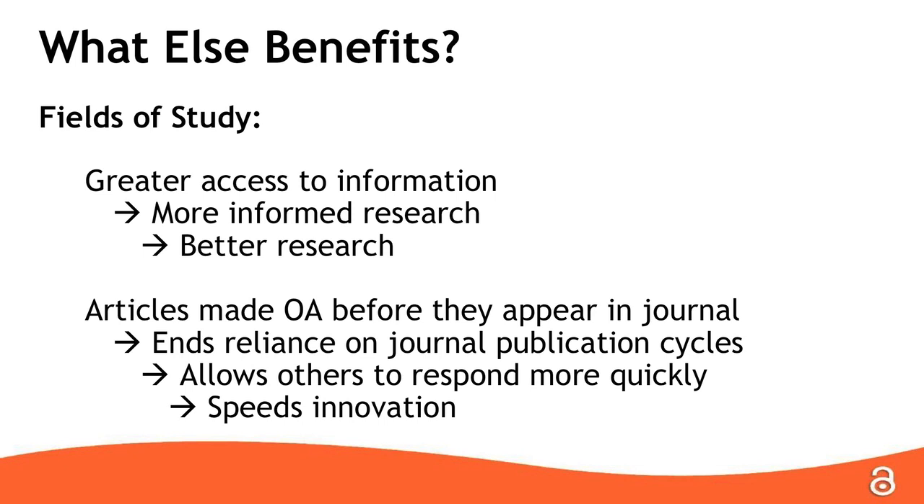And also, many authors place their articles in repositories before they appear in journals. That ends reliance on journal publication cycles, where there's often a backlog of a year or two after an article's been accepted before it gets published. And so ending the reliance on that cycle allows other researchers to respond to and build on the research more quickly, and that speeds innovation.